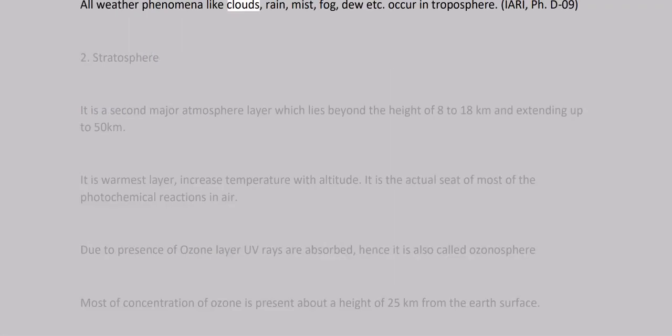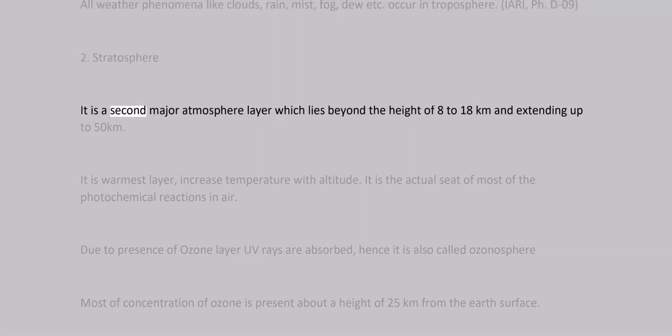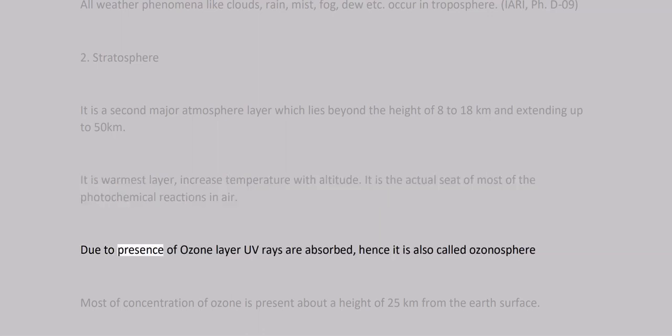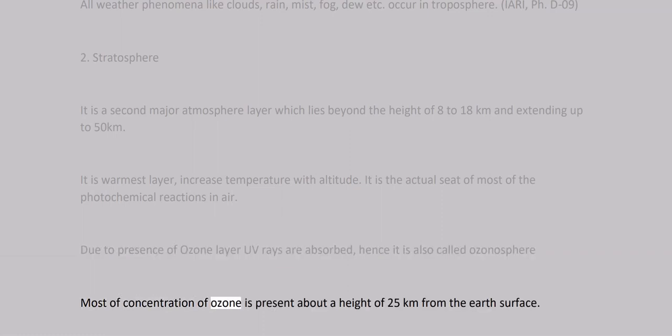All weather phenomena like clouds, rain, mist, fog, dew, etc. occur in troposphere. 2. Stratosphere. It is the second major atmosphere layer, which lies beyond the height of 8 to 18 kilometers and extends up to 50 kilometers. It is the warmest layer, with temperature increasing with altitude. It is the actual seat of most of the photochemical reactions in air. Due to the presence of the ozone layer, UV rays are absorbed, hence it is also called ozonosphere. Most of the ozone is concentrated at a height of about 25 kilometers from the Earth's surface.